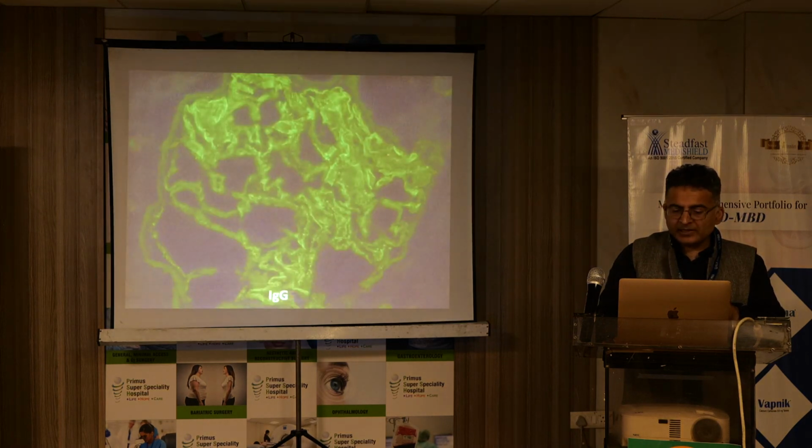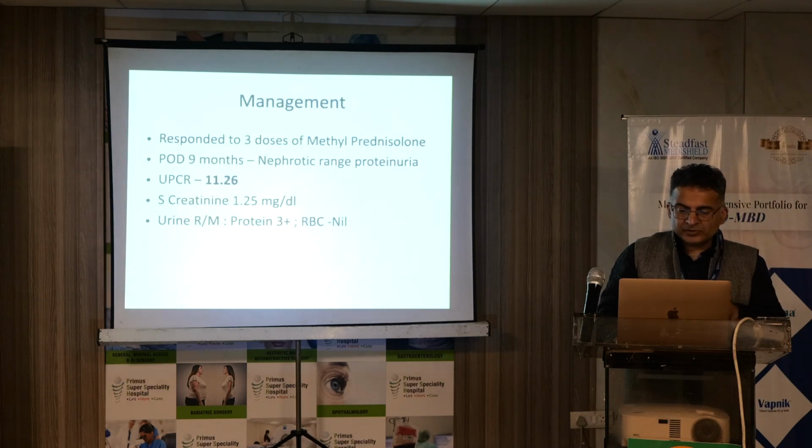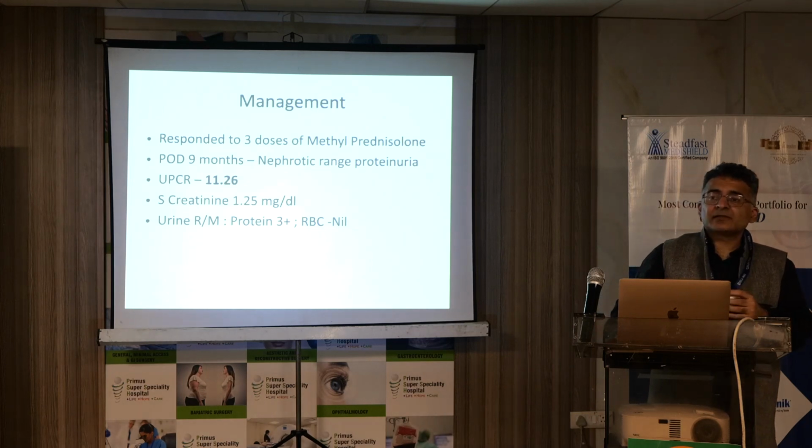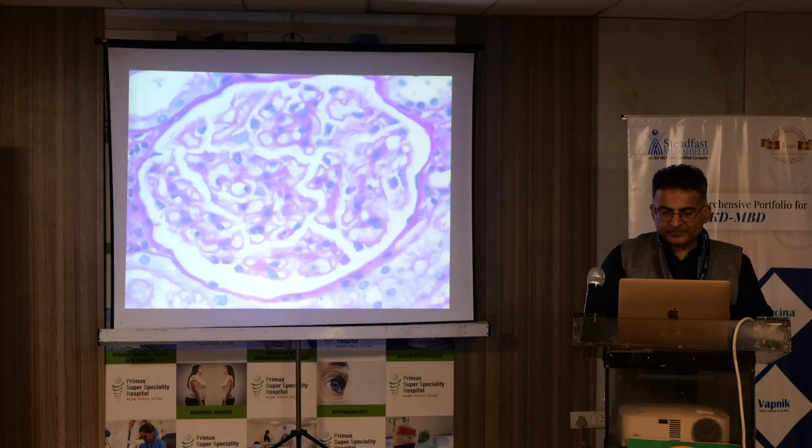Normal glomerulus. Immunofluorescence again shows IgG 1+. The second transplant biopsy goes: POD 13 borderline cellular rejection, early MGN recurrent de novo in the second transplant. He responded to 3 doses of methylprednisolone. At POD 9 months, this patient presented with nephrotic range proteinuria, 11.26.